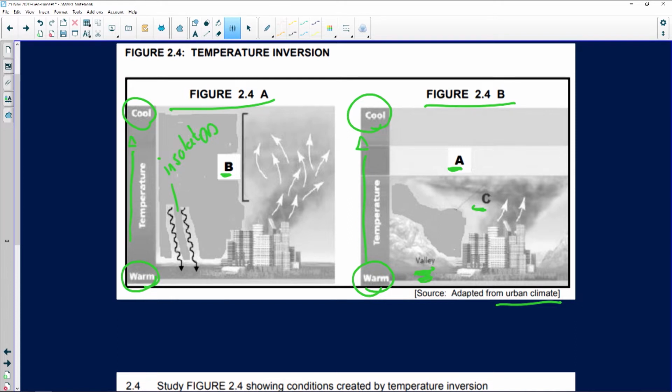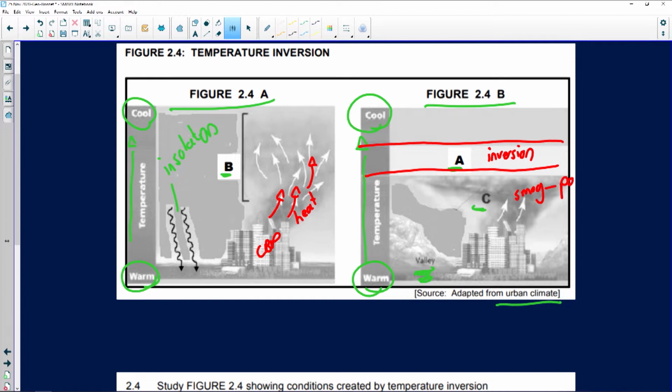Once again, you can see that air is escaping from the city areas. What I can see is heat that's being generated by the CBD. But what do we have at A over here? It seems to me we have an inversion. So what happens? This warm air and smog, let's call it smog. What is smog? A mixture of pollution.